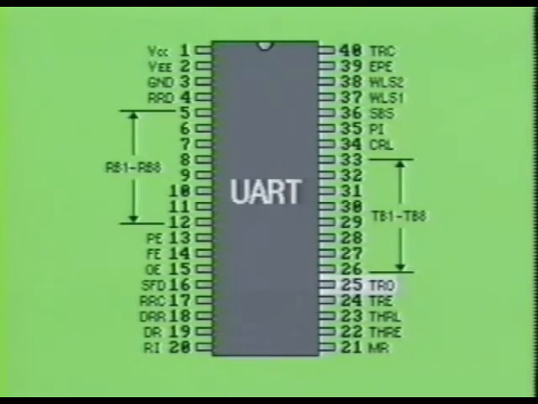Pin 25 is labeled TRO. It is the transmitter output for the serial data. All data and control bits are output on this pin. The TRO remains high when no transmission is taking place.